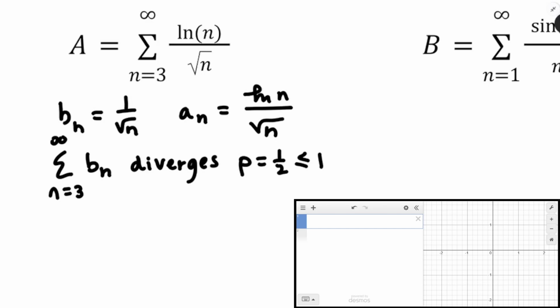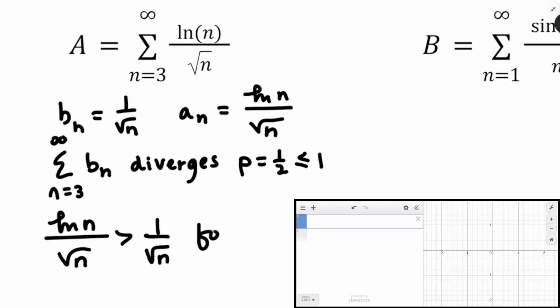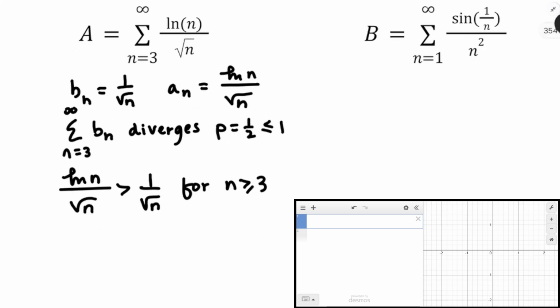All right, so I'm going to say an is greater than 1 over root n for n greater than or equal to 3. As a result, the sum an also diverges.